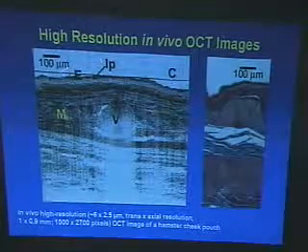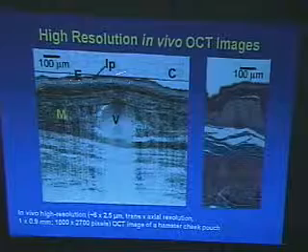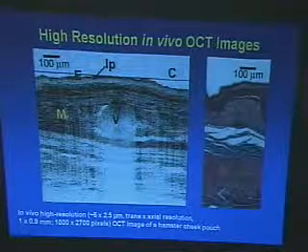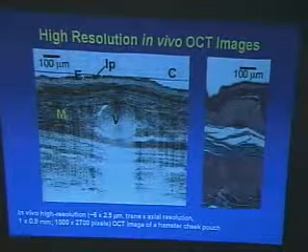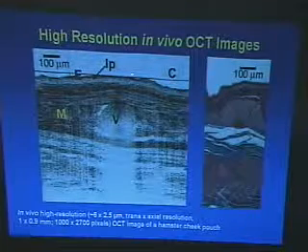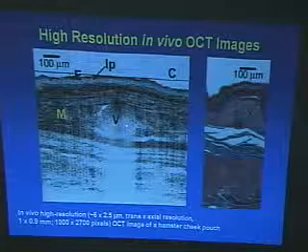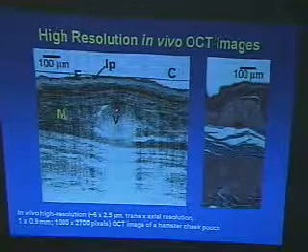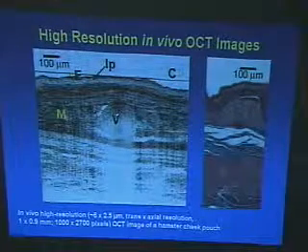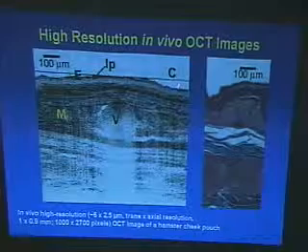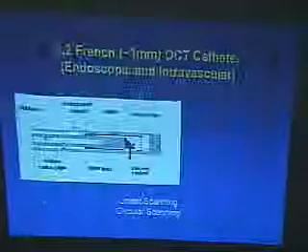Now here, just to show you one example of what we can do. Using this kind of technique, we can image, for example, in vivo a hamster cheek pouch. The top layer is epithelium, then the lamina propria, and then multiple muscle layers. Here you also see a blood vessel, and blood is highly scattering, therefore the attenuation is extremely high. The scale bar here represents 100 microns.